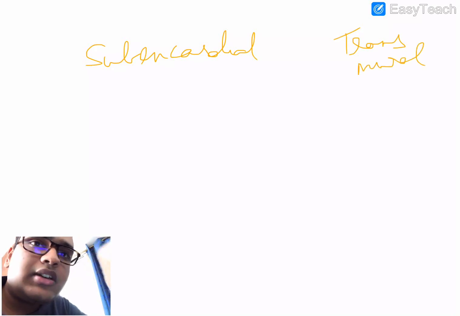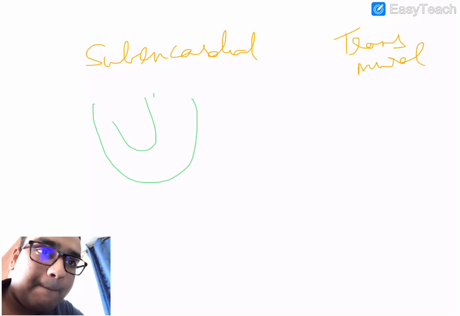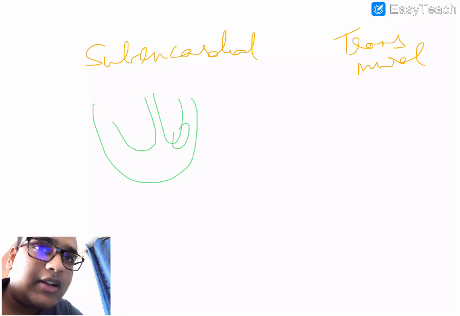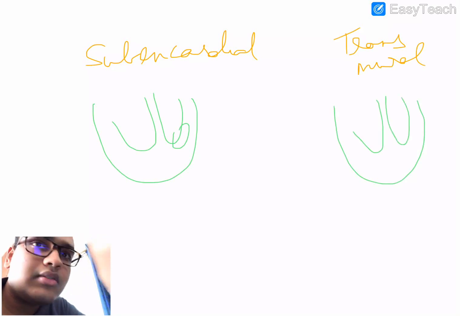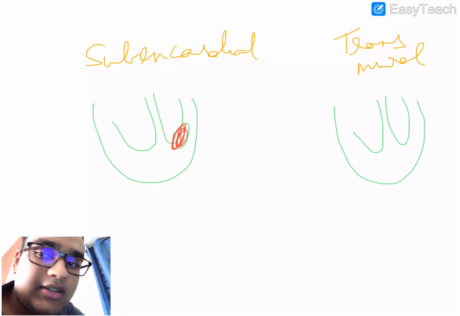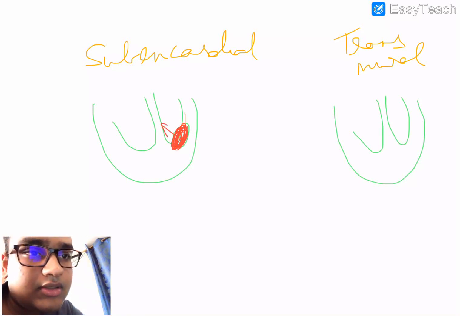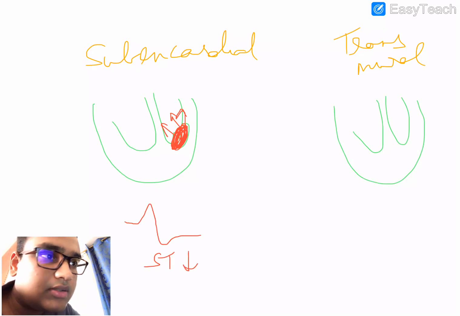So in a subendocardial injury, only a part of the endocardium is involved. So in subendocardial injury, only this part gets involved. So when this occurs, there is injury current which moves like this. So what does this show on the ECG? It shows a depression, ST depression.